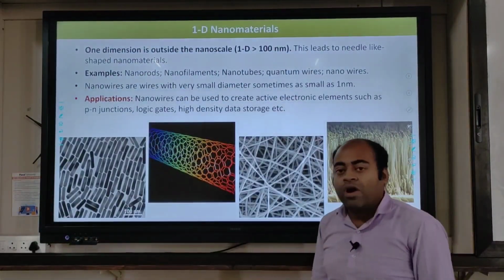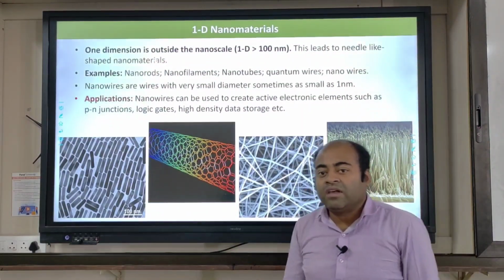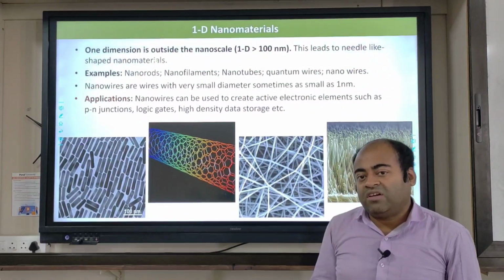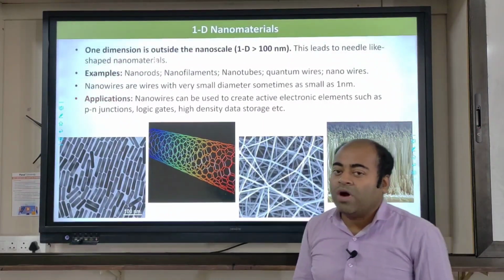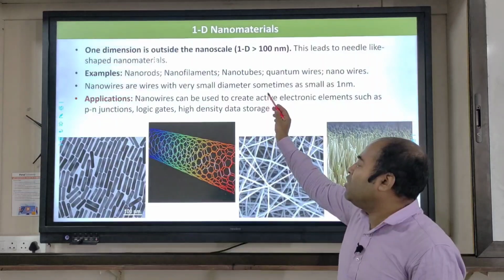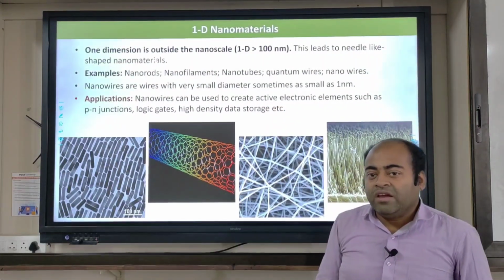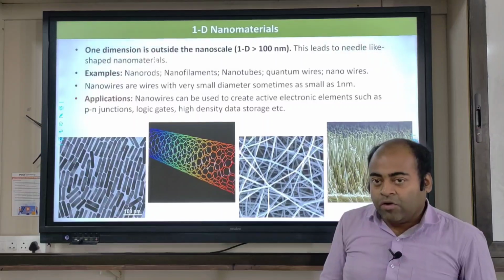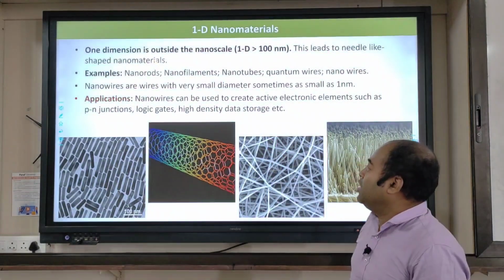Now, let us come to 1D nanomaterials. 1-dimensional nanomaterials are materials in which the charge carriers can move freely in one dimension. They are elongated structures like various types of nanowires, nano whiskers, and nanotubes, and carbon nanotube is a very good example.